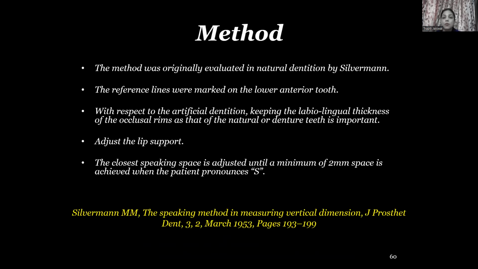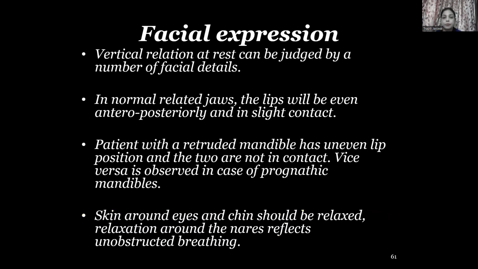The Silverman phonetics method was originally evaluated on natural dentition by Silverman. Reference lines are marked on the lower anterior teeth with respect to the artificial dentition, and keeping the labial thickness of the occlusal rims like that of natural denture teeth is important. We adjust the lip support, and the closest speaking space is adjusted until a minimum of 2 mm space is achieved when the patient pronounces S.